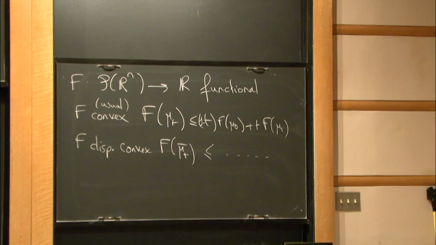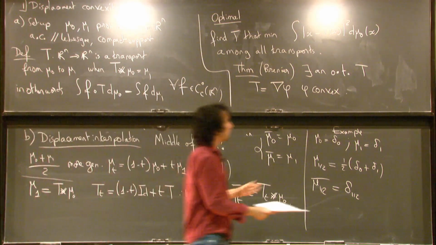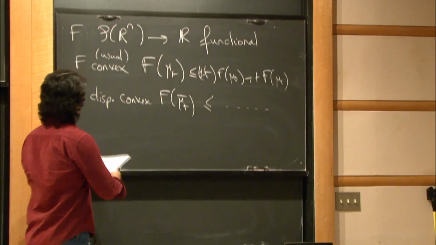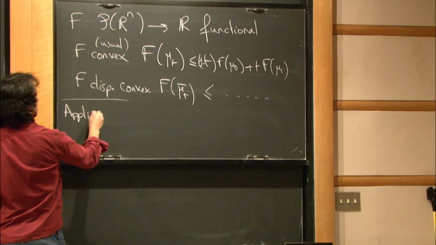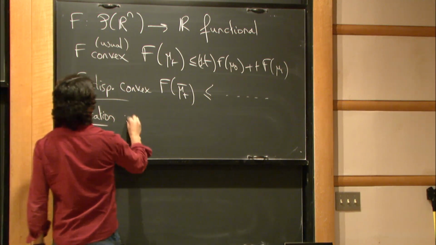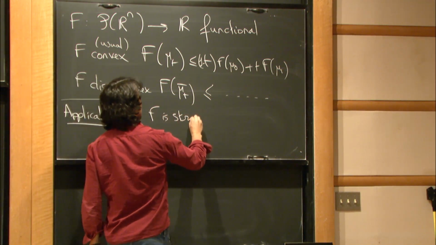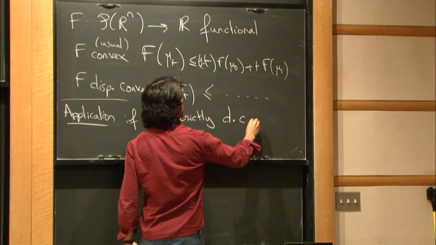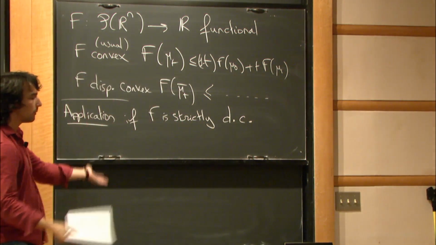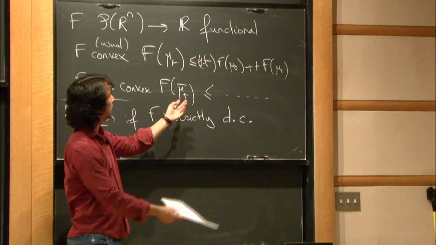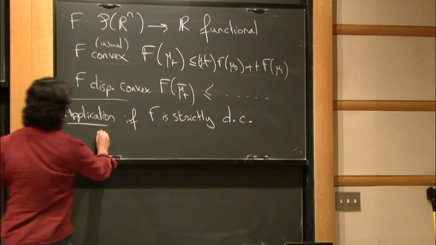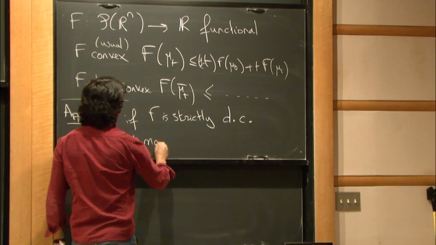And okay, so what's the point of defining this? Well, one thing that's nice: if you have strict convexity, you have at most one minimizer. But that's true for any notion of convexity. So one potential use is that if F is strictly displacement convex, with the obvious notion, that this inequality is strict unless mu0 equals mu1, then it has at most one minimizer.